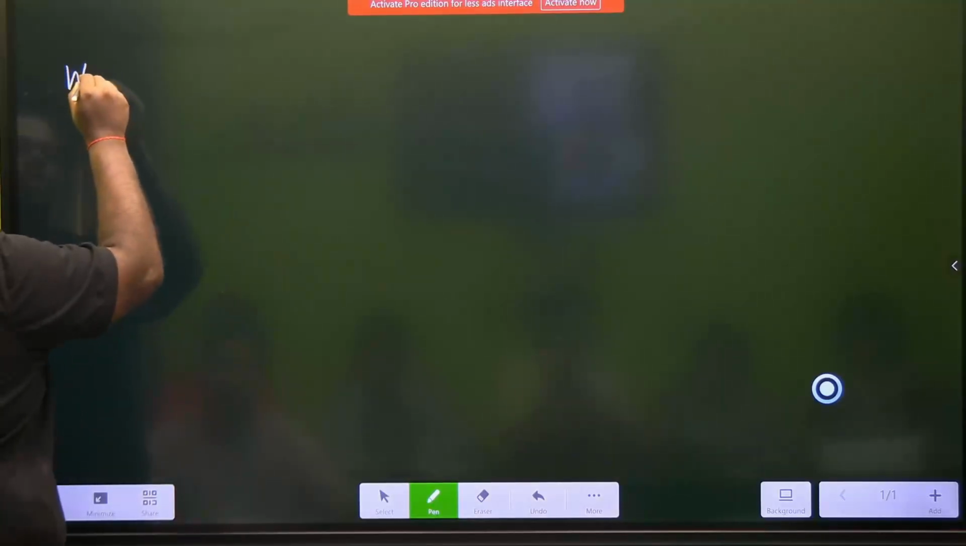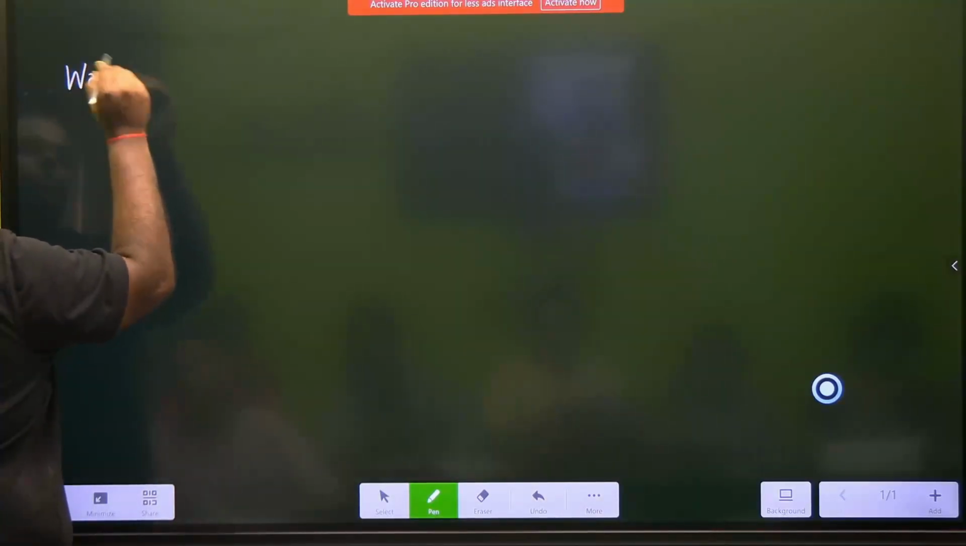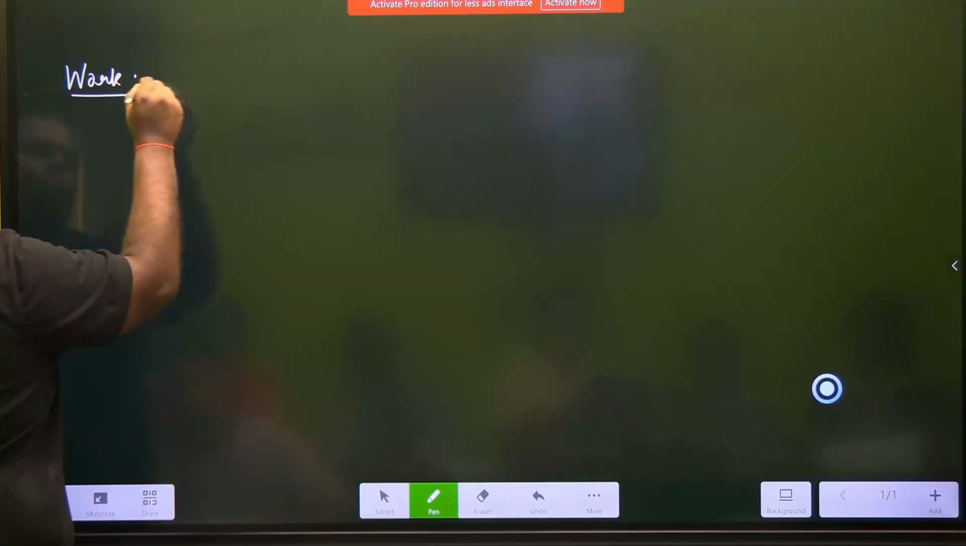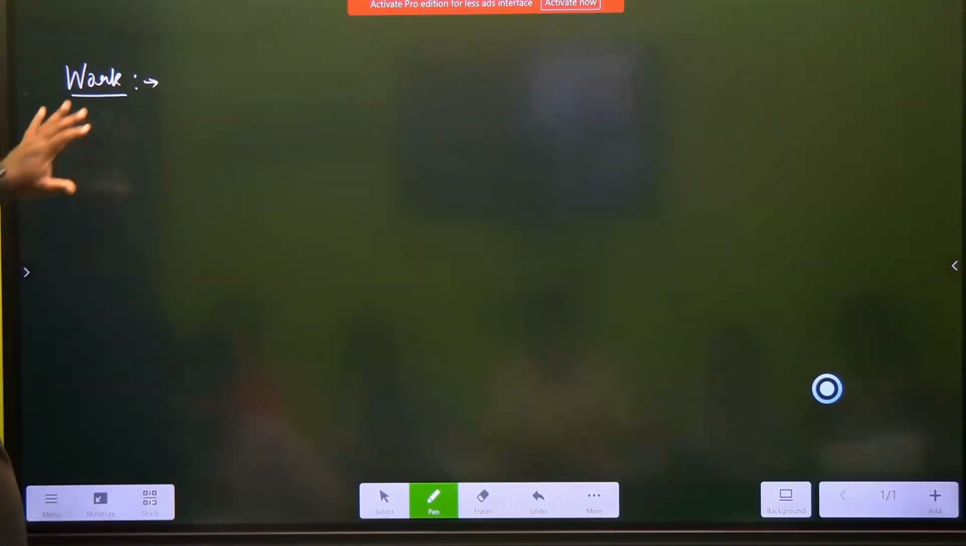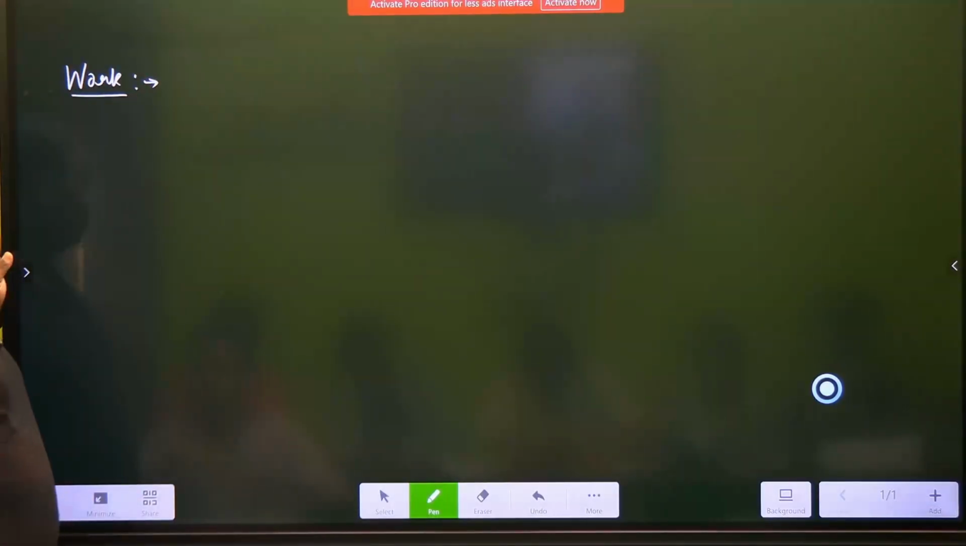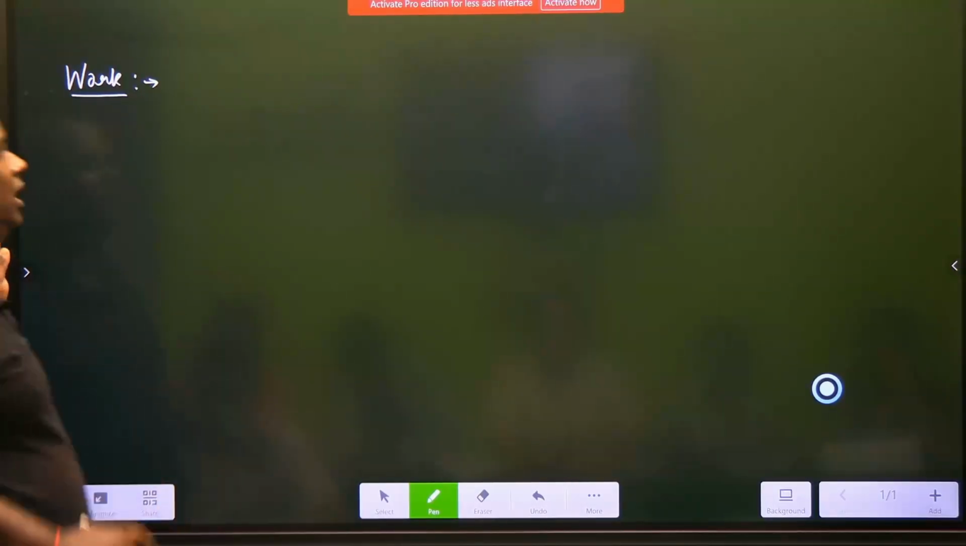So today, if we are getting into any sort of doubts or anything, do ask. I'll be going a little bit fast. Work is said to be done when the point of application of force moves along the direction of force.